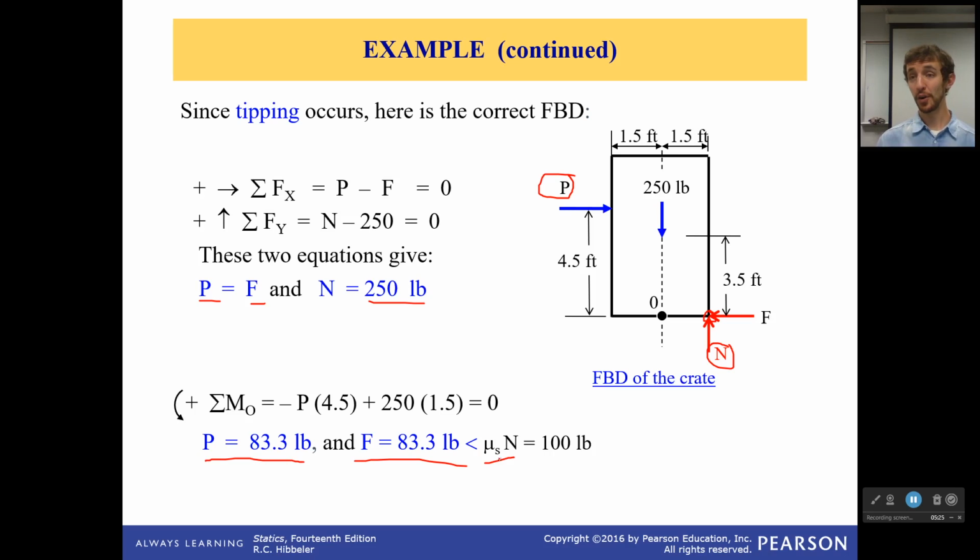So, hopefully this helps you get an idea of how you're supposed to solve these problems. We make an assumption. We say it's going to slip, or we say it's going to tip. And using that assumption, we solve for everything else and check to see if it makes sense. In this case, it makes sense because our max frictional force is more than the actual frictional force. So it works.